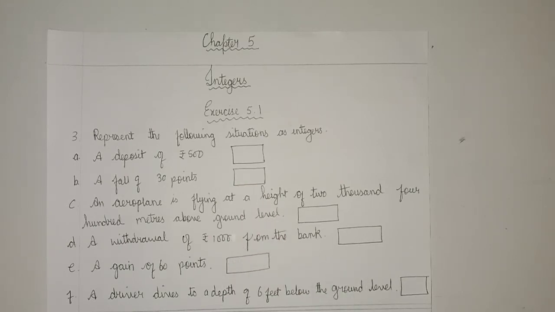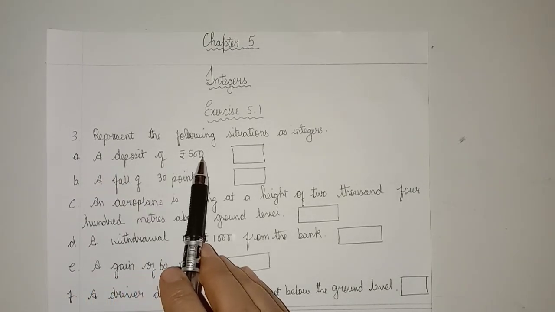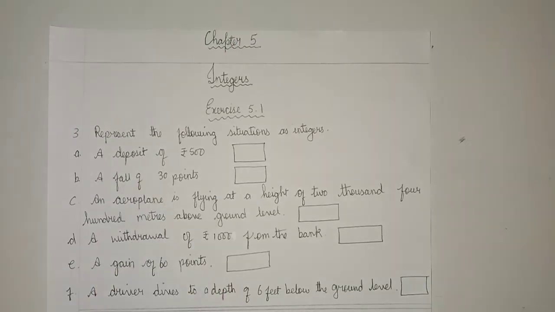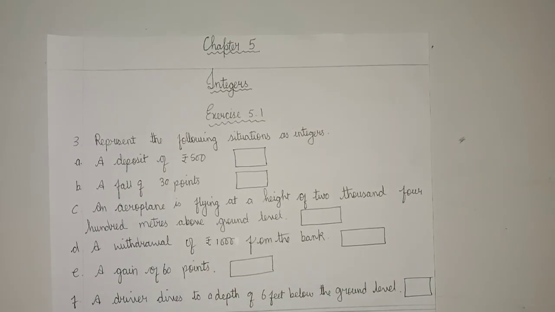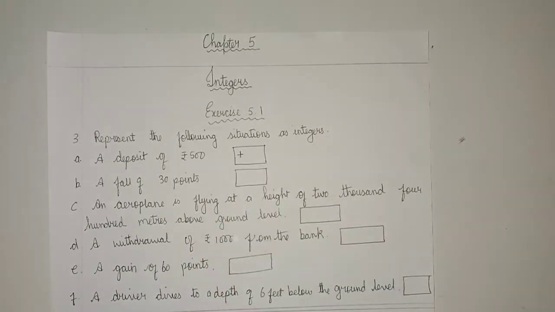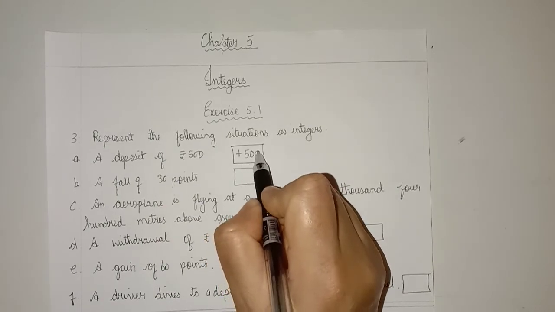So let us do number A, deposit of rupees 500. So deposit, what did I just tell you? Plus or minus? Plus, isn't it? Yes, so deposit is plus. We put plus there, then write the number 500.